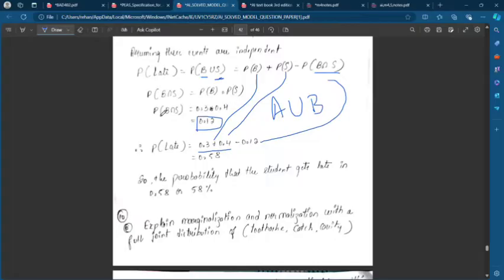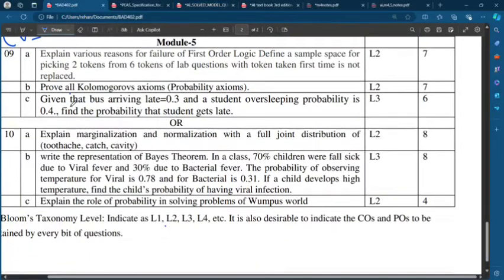This thing is same as this. Okay, I can derive it like this also. Both are same. So we'll get this answer. So the probability is 0.58 or 58%. Very simple, right? You understood. Then finish. Explain marginalization and normalization with the full joint distribution.